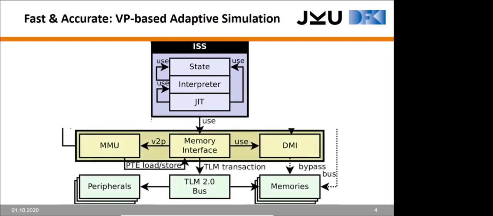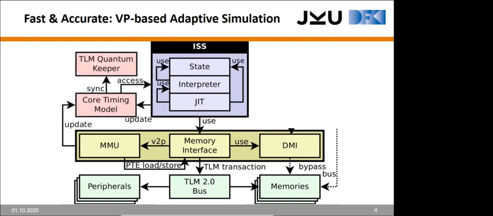The ISS uses a memory interface to perform memory access operations. These are packed into TLM transactions and routed through the TLM bus to either a memory or peripheral. DMI, a common optimization for SystemC-based simulations, is used to speed up memory access operations by bypassing the bus system. An MMU is integrated to translate virtual to physical addresses. A timing model is periodically updated to measure the simulation time.